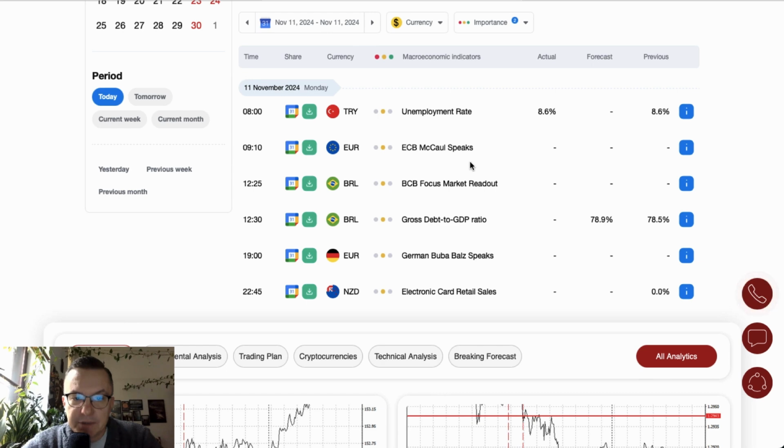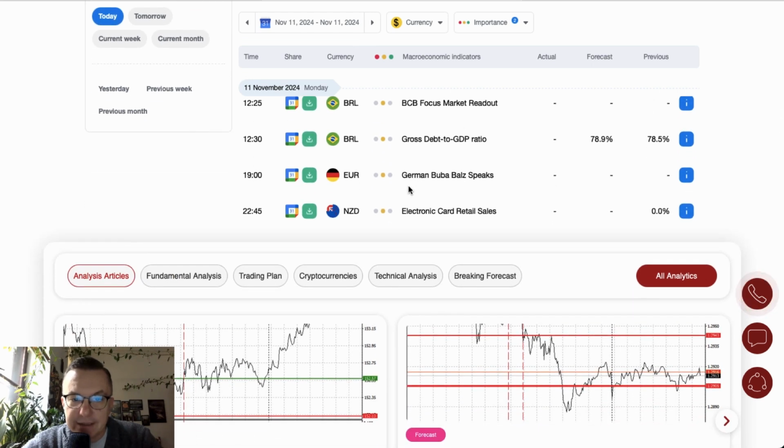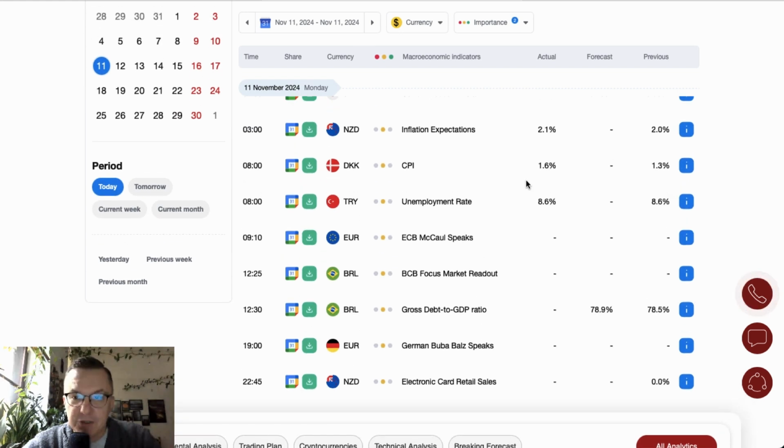Eurozone McCaul will give a speech at 9:10. Then we have a little gap until 7 o'clock, when German Buba Balz will give a speech. At the end of the day, electronic card retail sales from New Zealand will take place. This event is scheduled for release at 11:15 p.m. So as you can see, this is absolutely a non-event day.